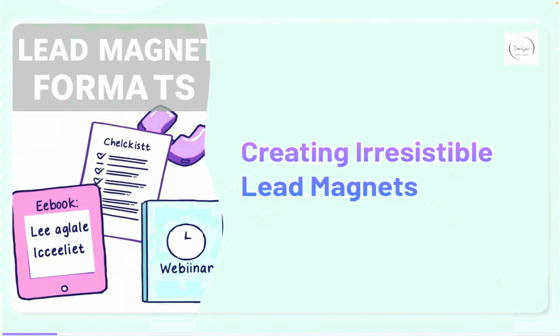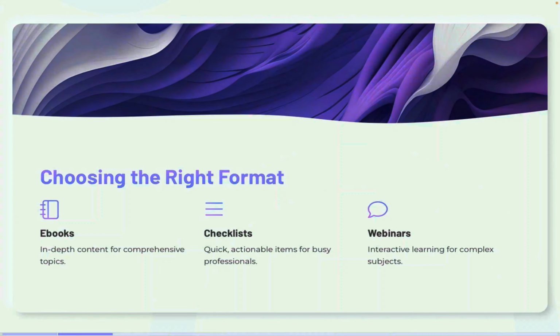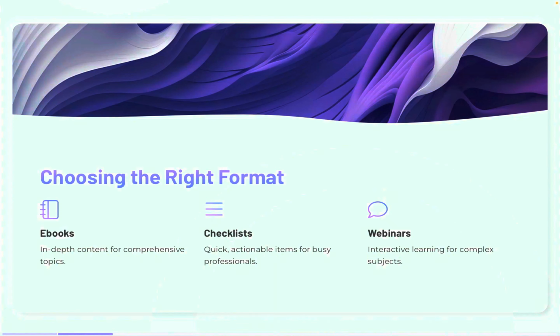Let's start lecture number 3. Choosing the right format for your lead magnet is crucial. It should align with your audience's needs and preferences, making it easy and appealing for them to engage with. eBooks, checklists, and webinars. There are all sorts of different formats, and we have discussed that each of them is quite good, and now we know which one suits best for our audience.